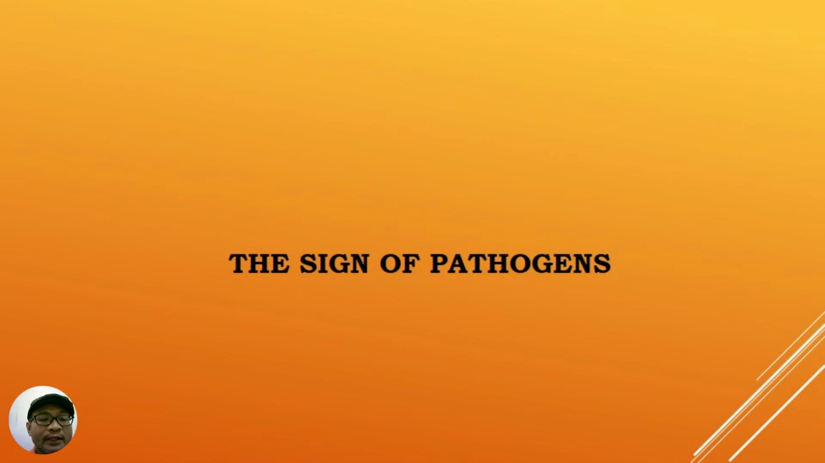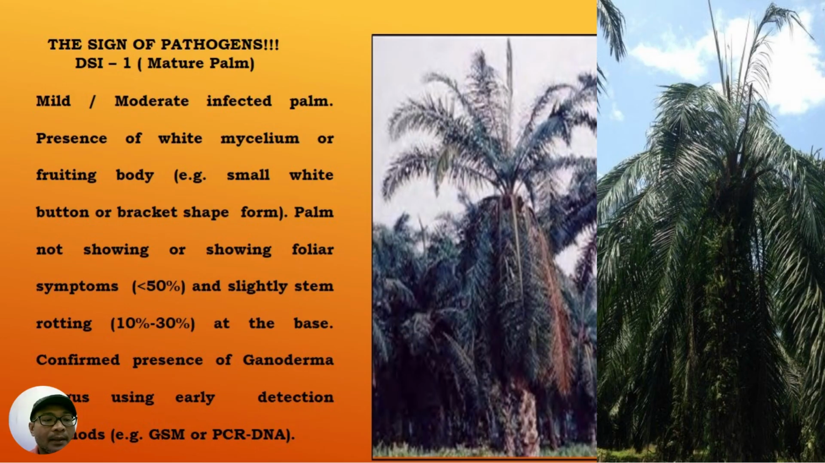Okay, we go to the signs of pathogens of basal stem rot. DSI number one for mature palm, where DSI stands for the disease severity index, is a mildly or moderately infected palm with the presence of white mycelium of the fruiting body, like a small white button or bracket-shaped form. At this stage, the palm shows foliar symptoms in less than 50%, and slight stem rotting, around 10 to 30% at the base, with confirmed presence of Ganoderma fungus using early detection methods like GSM or PCR DNA.